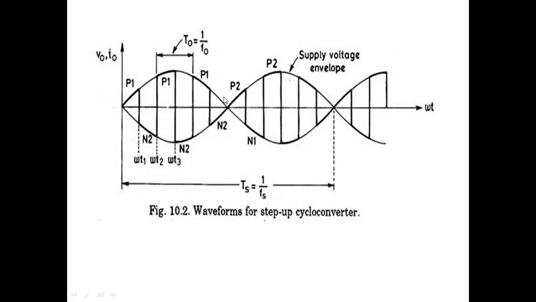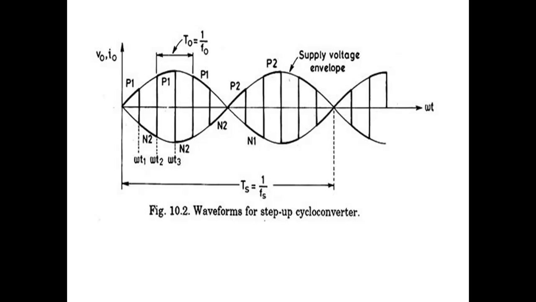For an input of one cycle, we are getting 6 cycles of output voltage. V naught is the output. This is the thick line output you see here. So 6 output cycles are coming. So what is the time period of one output cycle? T by 6. If it is T, what is the time period? T by 6. Time period is reduced by 6 times.